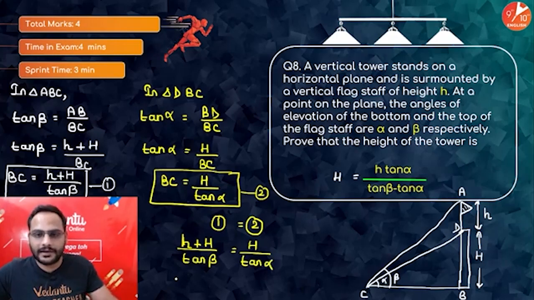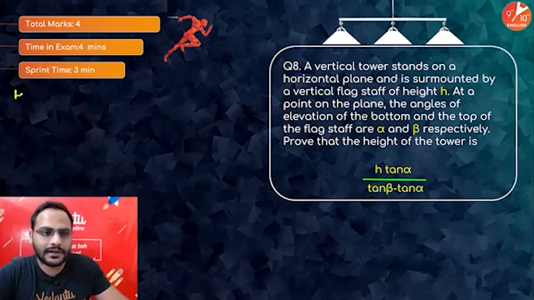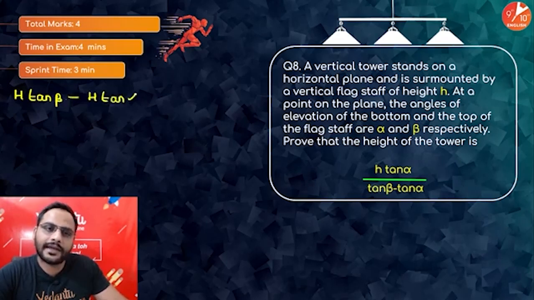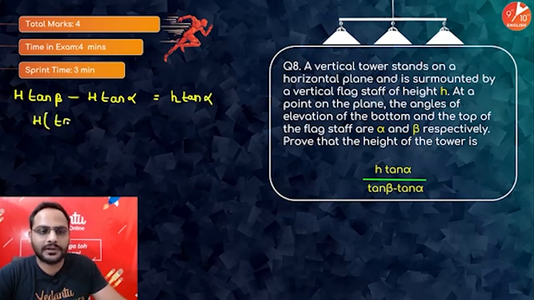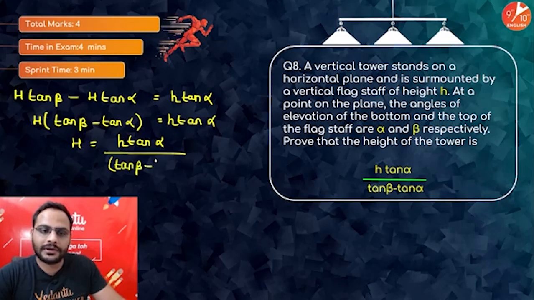So when you cross multiply, guys, what will you be getting? You'll be getting capital H times tan beta is equal to small h tan alpha plus capital H tan alpha. Shift this capital H tan alpha over there. So you'll get capital H tan beta minus capital H tan alpha is equal to small h tan alpha. Here if you take capital H common, look, the answer is in front of you now, right? So from here we'll get capital H, the height of the tower, is equal to small h tan alpha divided by tan beta minus tan alpha.